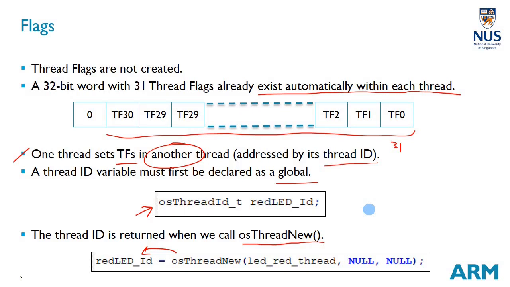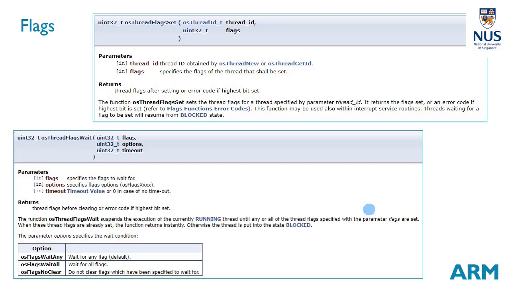So let's see the thread flags associated kernel calls. The two main calls are os thread flag set, where I specify which thread I'm referring to and which flags I want to set. The other one is os thread flags wait. This is the thread that is waiting for certain flags to be set, so I specify the flags, the options and the timeout.